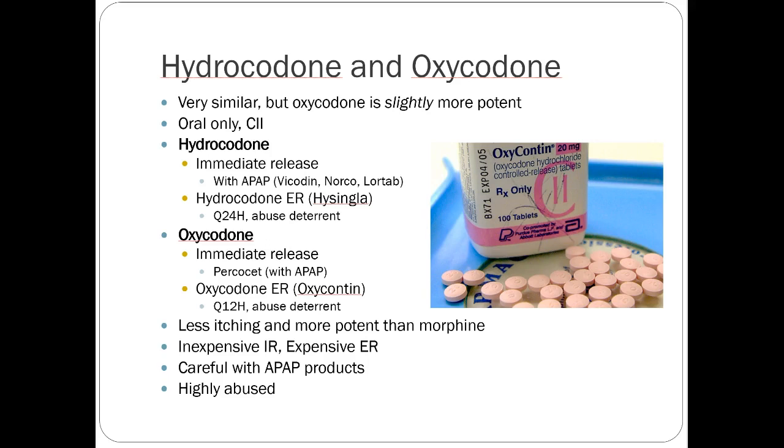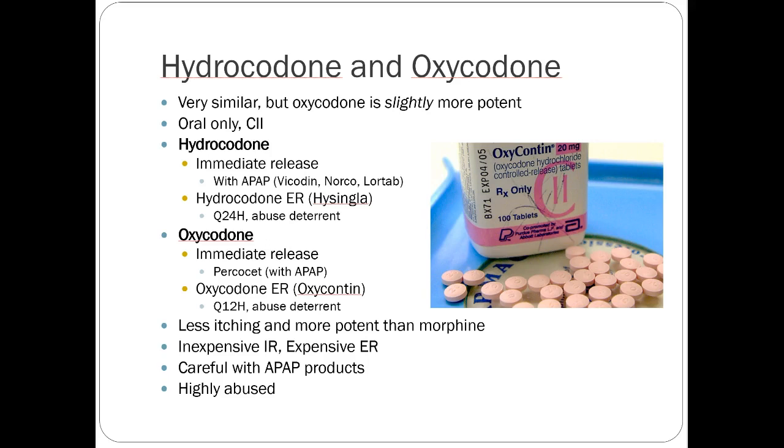One thing that's different about hydrocodone and oxycodone: hydrocodone as immediate release, you can only get in combination with acetaminophen. It doesn't come as just hydrocodone. That product doesn't exist. Oxycodone, you can just have plain oxycodone immediate release, or you can have oxycodone combined with acetaminophen, which is Percocet. And Percocet is 5 milligrams of oxycodone, 325 milligrams of acetaminophen. Don't care that you know these for the exam, but just for your reference in case you're curious.